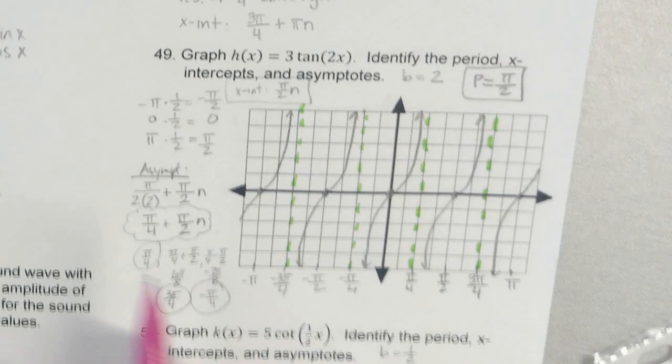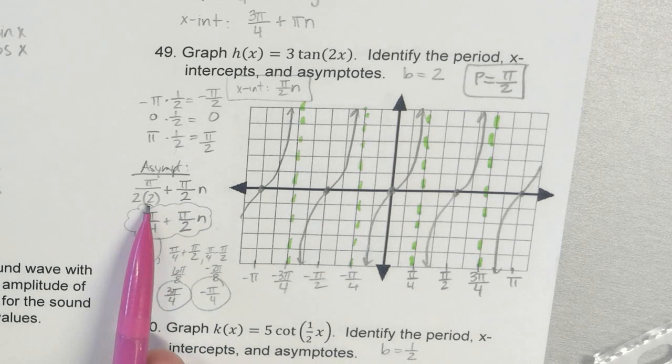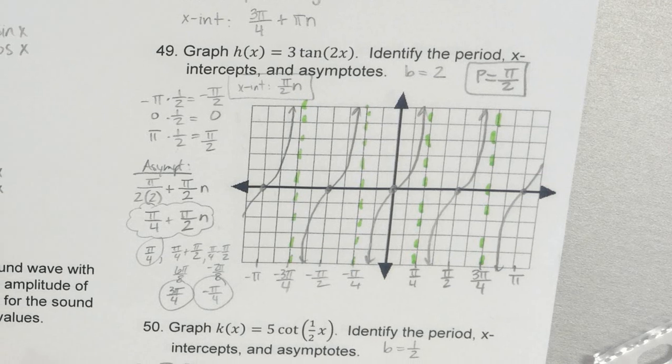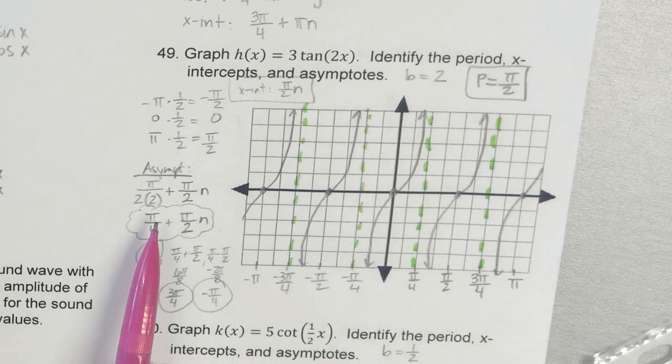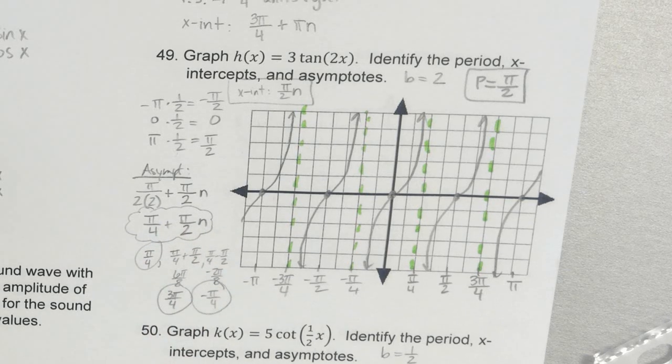Now the asymptote equation, I would write that somewhere on my note card: pi over 2b plus pi over b n. I would make sure that you have that down for the tangent and the cotangent so that you have the correct equation there. Yes?